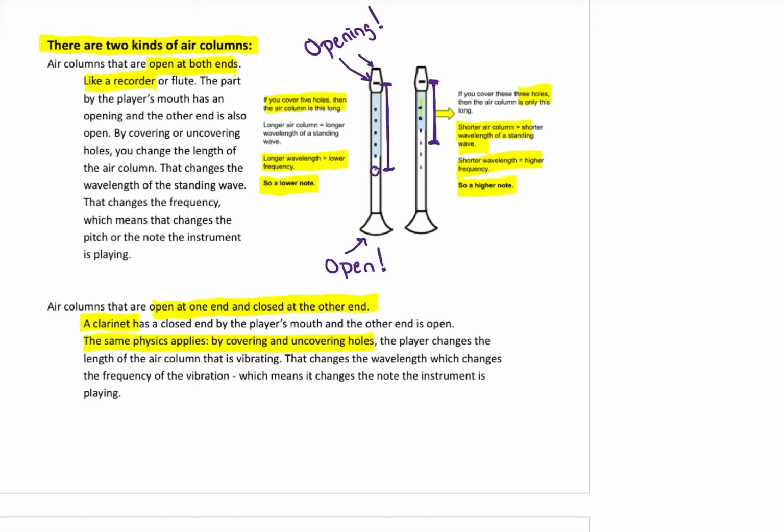But basically, when you play the instrument, you're changing the length of the air column. If you change the length to make it longer, you're going to be playing a lower note. Long wavelength, low frequency, low note. And if you make the instrument shorter somehow, shorter means shorter wavelength, means higher frequency, means higher note.